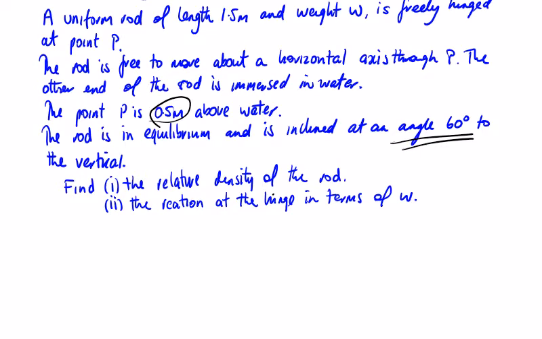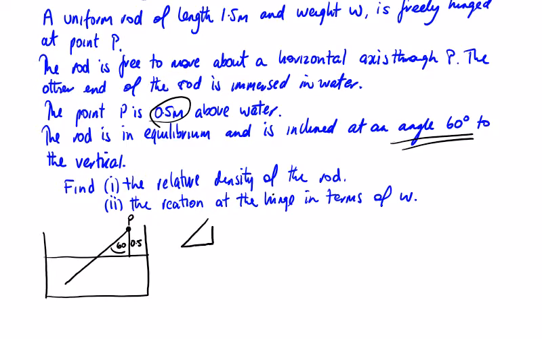Okay, so there was a diagram given, and there's some extra information given in this question compared to the normal rod questions. So we have this right angle triangle with our 60 and our 0.5. So we can now get this length above the surface of the water, and we're told the full length is 1.5. So we can break this question up now into simple form.